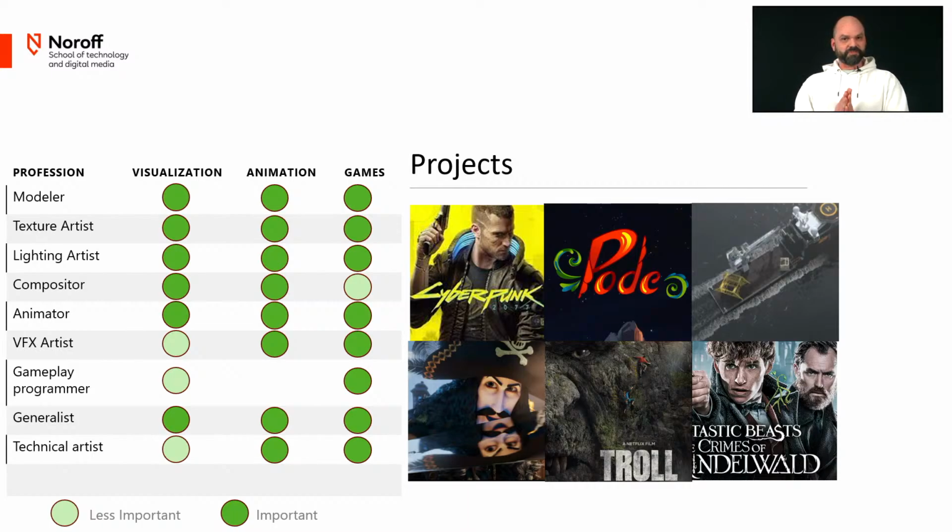So if we circle back to the three categories that we presented at the start, visualization, animation, and games, from the chart you'll see that almost all of the things you will learn are used in all of these fields. So you'll have a large toolbox and varied job opportunities afterwards to go into any one of these areas. And the image collage on the right here shows examples of what previous students have worked on.